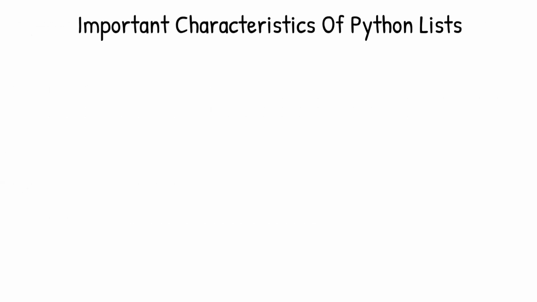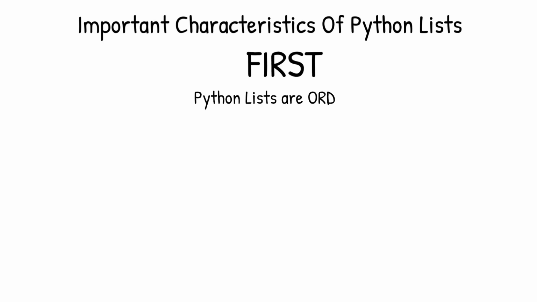Before starting to code, we will need to know the important characteristics of a Python list. Knowing these characteristics becomes important for interviews. Following are the characteristics of a Python list. First, Python lists are ordered.